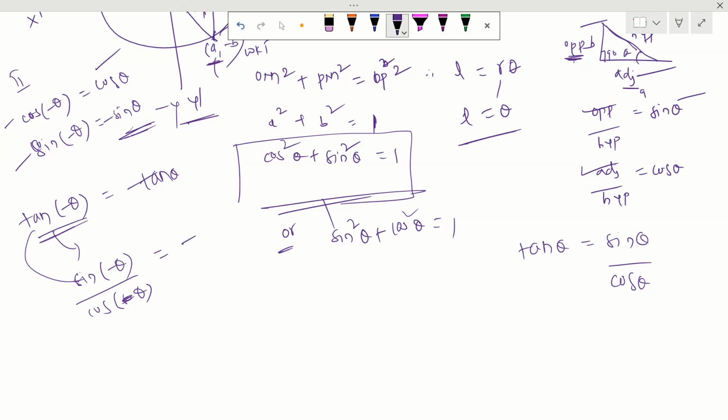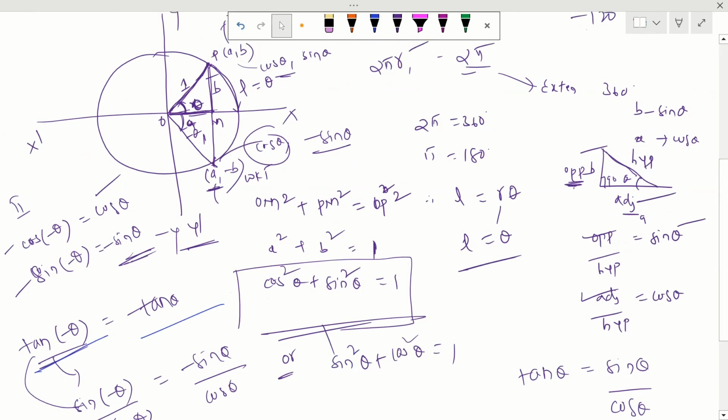Sin of minus theta value is minus sin theta. Cos of minus theta value is cos theta only, right? So sin of minus theta is minus sin theta, therefore the value here is minus tan theta. Sin over cos is tan theta, and the negative sign is there. Therefore tan of minus theta is minus tan theta.